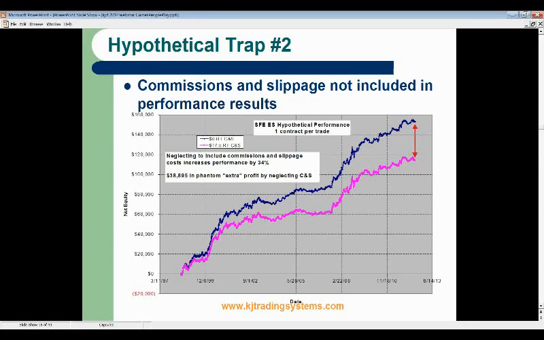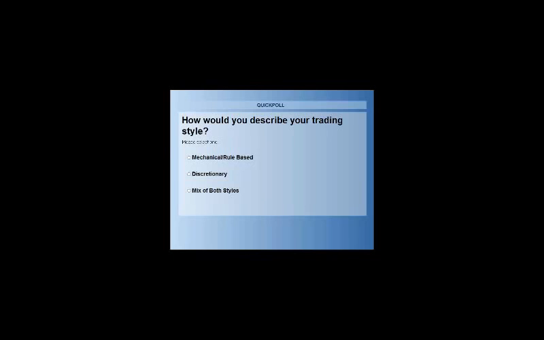And this is probably a good opportunity to bring up what kind of traders you guys are, because that'll help me with some of the slippage questions. So I have a real quick question for you. Are you mechanical or rule-based, discretionary, or a mix of both styles? So let's see what we got out there. I'll give about 30 seconds or so to get people to answer.